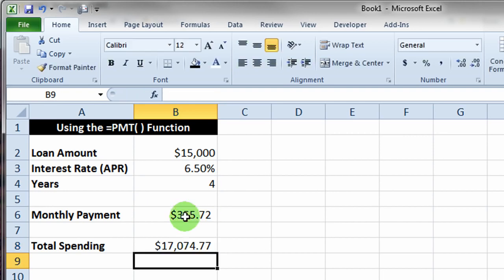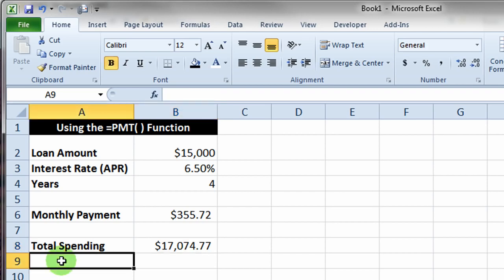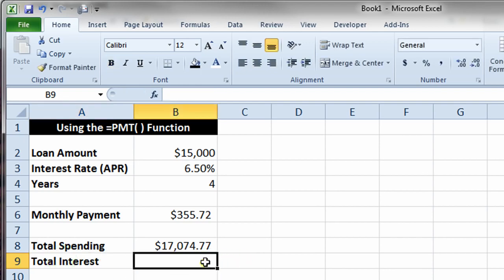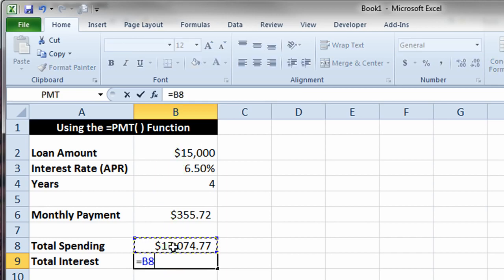So there's our monthly payment amount. So we're spending a total of $17,000 plus. And if we want to find out how much interest, of course, we're paying, the total interest payment, let's say that total interest, then we simply have to do what? Well, we simply have to take the total we spent minus our loan amount. So let's go ahead and put a formula in for that. The total amount spent minus the loan amount.